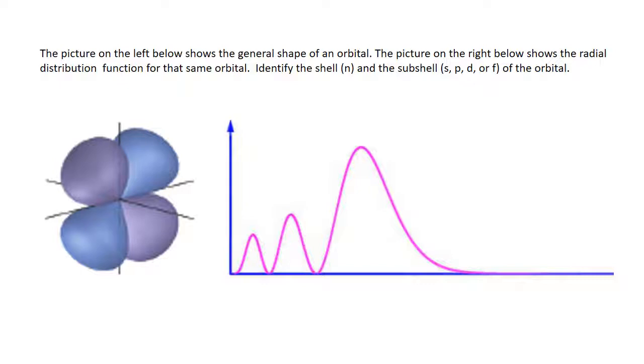So let's first start by stating the problem. The picture on the left below shows the general shape of an orbital. The picture on the right below shows the radial distribution function for that same orbital. Identify the shell and the subshell of that orbital. So obviously we're going to have to understand orbital shapes, radial distribution functions, shells, subshells, and quantum number labels to be able to solve the problem.